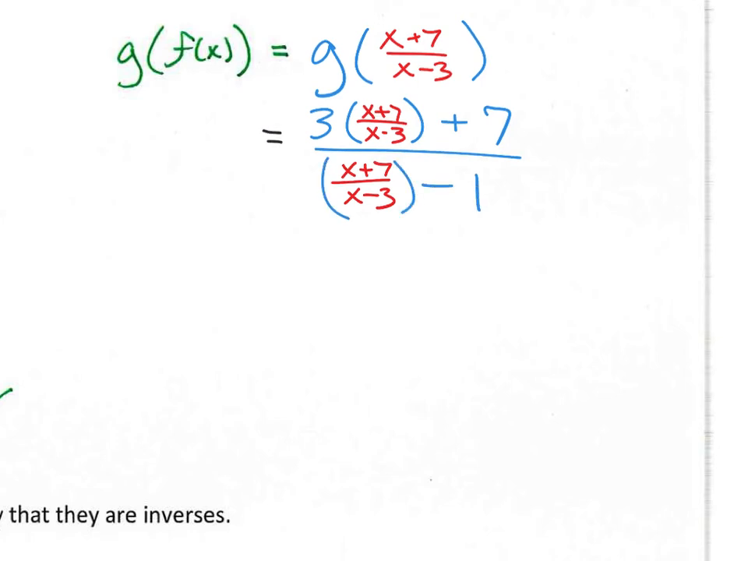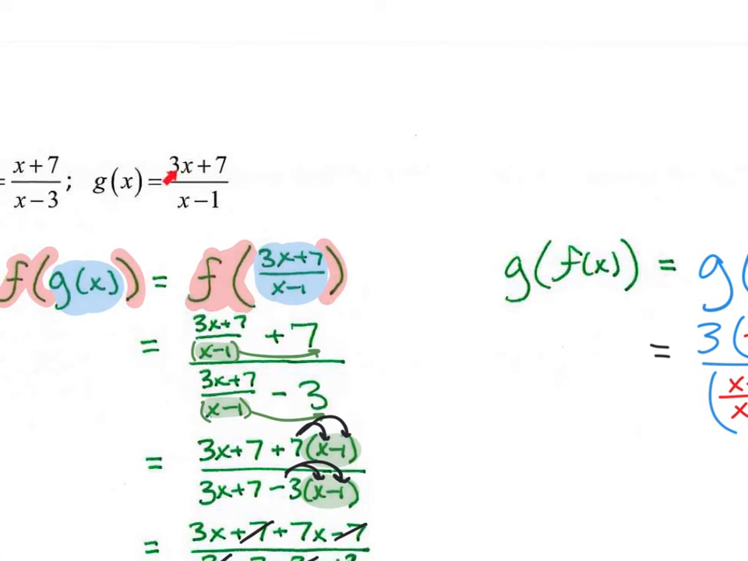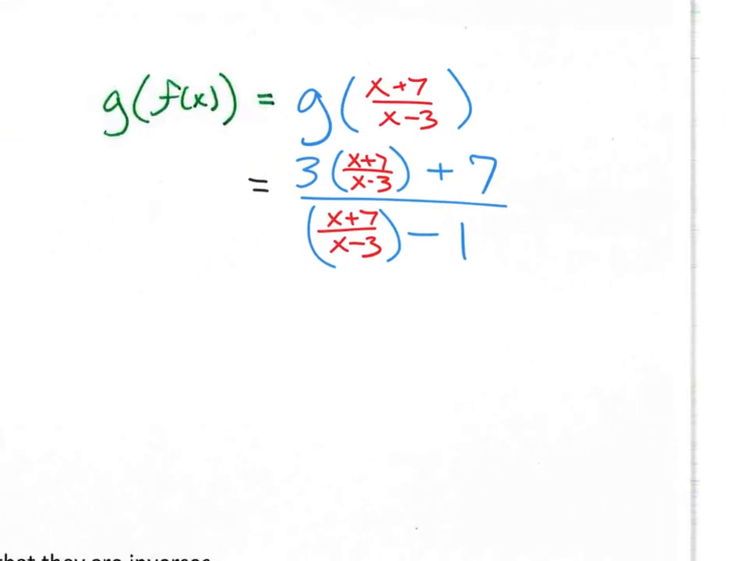I heard a bunch of what, so what is the what for? Where did I get the 3 from? Great question. It's in the g of x function. There's a 3 right here. So it's 3x, but the x is this whole thing over here. Well, this is the f function that I'm plugging in. g is the outside one.